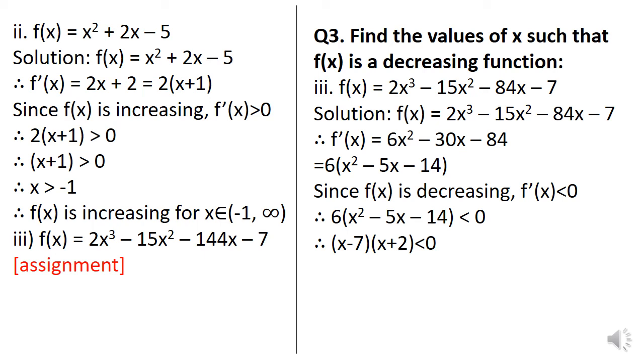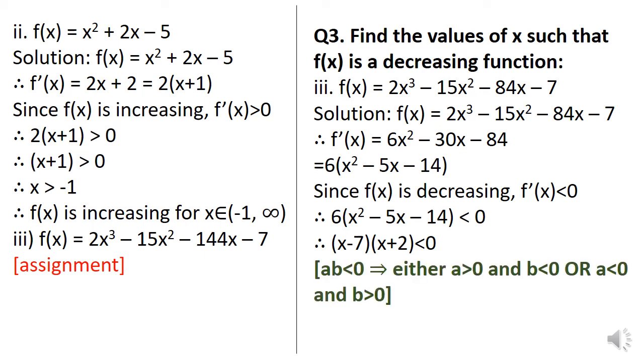Now again note down the next step over here. Suppose there are two numbers a and b and the product of a and b, that is ab, is negative. This implies that either a is greater than 0 and b is less than 0, that is a is positive and b is negative, or on the other hand, a is negative and b is positive. You know, isn't it? That is plus into minus is minus. Similarly, minus into plus is also minus. So we consider both these cases over here.